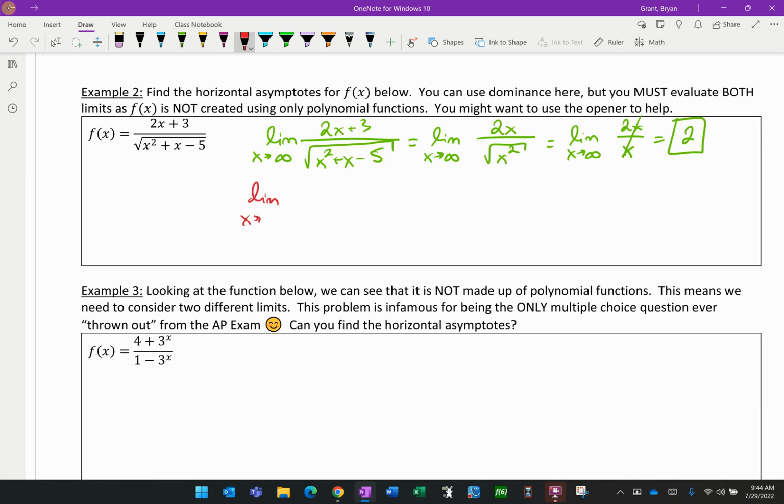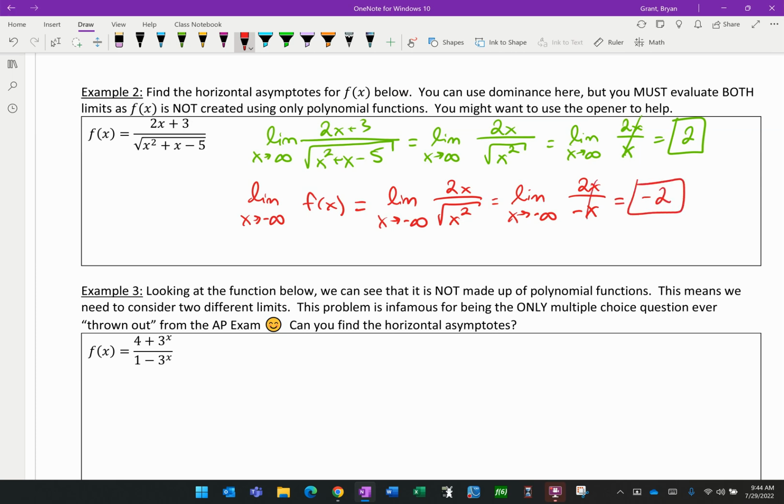Well, let's do the limit as we approach negative infinity of just plain old f of x. You could write this again. I'm just being lazy or efficient, depending on who you ask. And let's simplify this down a bit again through dominance. So it's 2x over the square root of x squared. And then we can simplify the square root of x squared into what? Oh, don't forget the opener. At negative infinity, the square root of x squared is actually negative x. Then, if we simplify, we end up with negative 2.